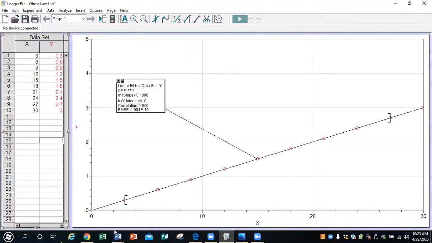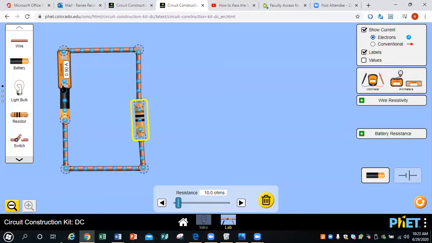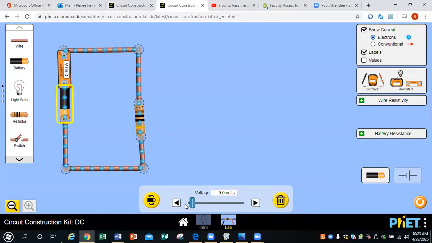When I go back to my circuit right here, I am controlling the battery. If I click on the battery, I get to choose how much voltage I want it to be. I went up by 3s: 3, 6, 9, 12, and so on. That's the variable that I'm changing, the independent variable in the lab. Where do you get the other number? The dependent variable, the current. Right here, you see my meter? The ammeter. I stuck it in there.